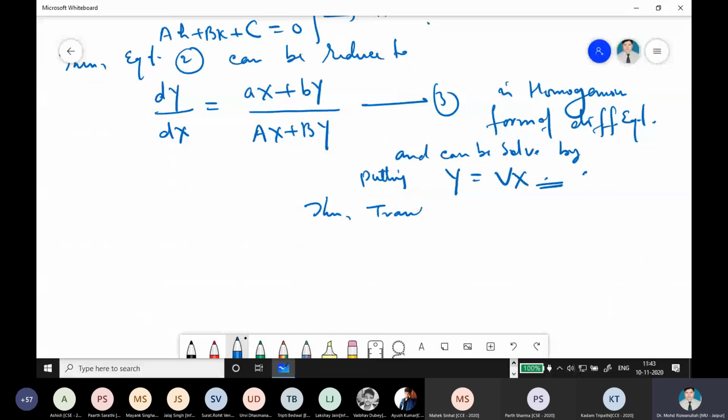Then transform it to variable reducible form, to variable separable form, and solve. That's all. Now I will explain from the very start, very simple. Everybody, I sometimes use Hindi words, but maybe somebody is not comfortable in Hindi, so I will try to discuss in English. So this is equation 1 here.